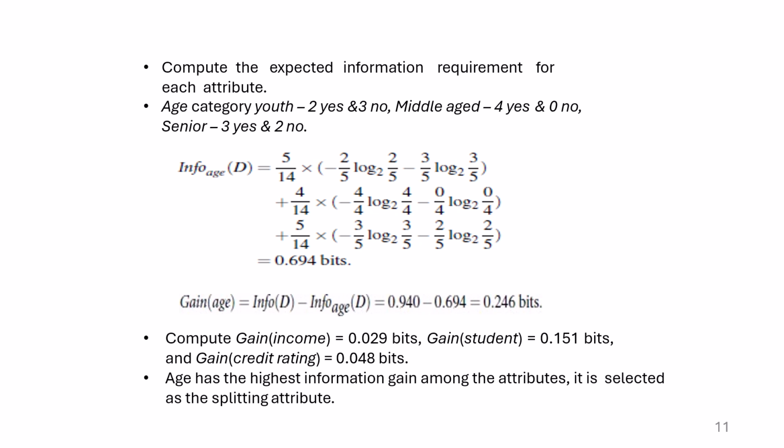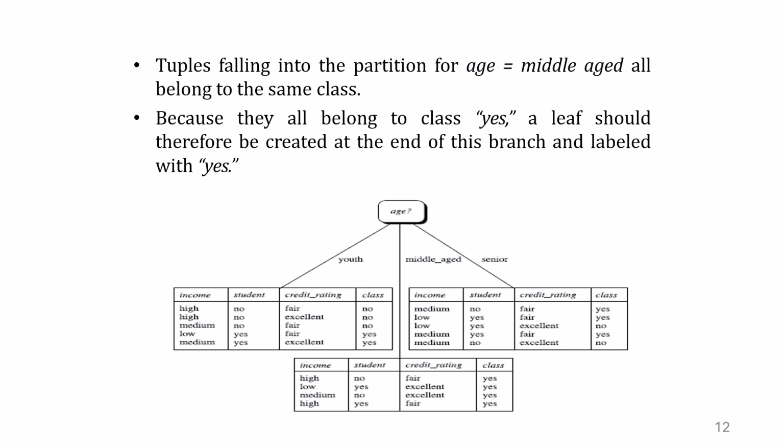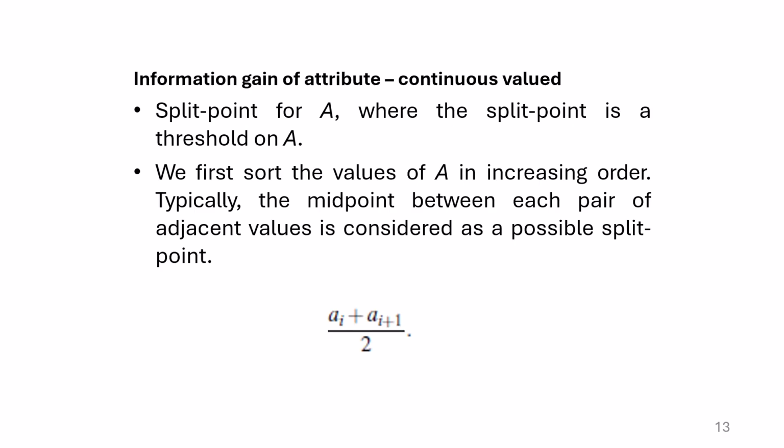Age has the highest information gain among the attributes. It is selected as the splitting attribute. As shown on the screen, we can easily see that the tuples falling into the partition for age equals middle age all belong to the same class. Because they all belong to the class yes, a leaf should therefore be created at the end of this branch and labeled with yes.